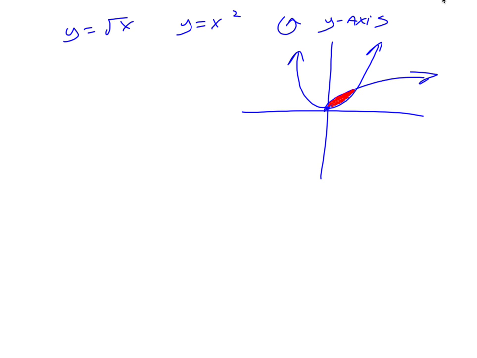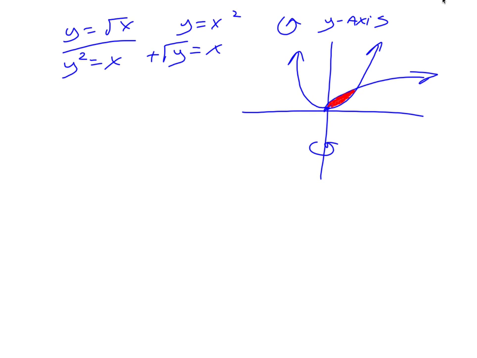But this time it's different because I'm going around the y-axis. So what has to change? I need to get it in terms of y, which means I've got to solve for x. So on this first one, y equals the square root of x. What's that going to look like? x equals y squared. And for the other one, x equals plus or minus the square root of y. Which piece do I want? I want the plus.